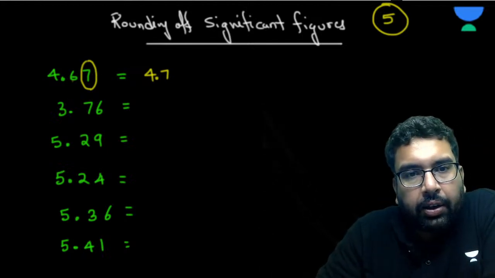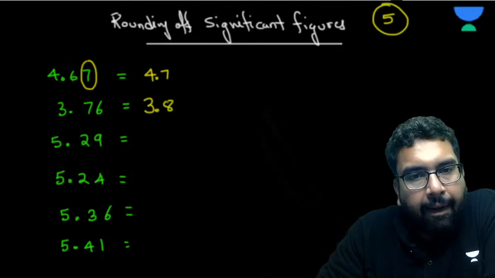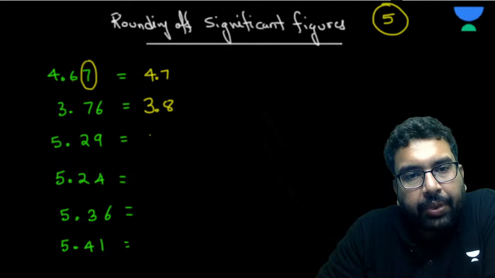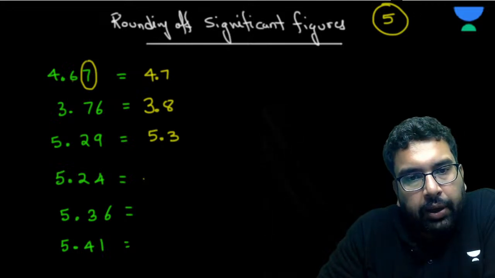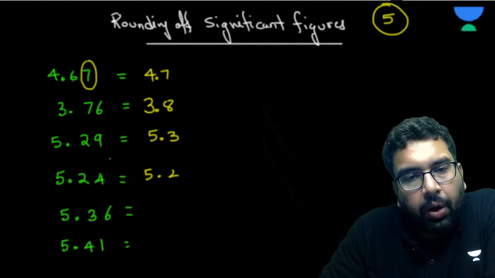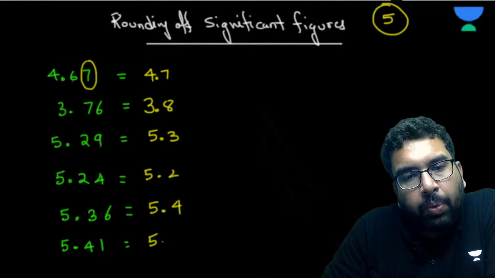So this is going to be 4.7. This is going to be 3.8. This is going to be 5.3, not 5.2. This is going to be 5.2. This is 9 actually. I think you have read it like 4. This is going to be 5.4 and this is going to be 5.4.